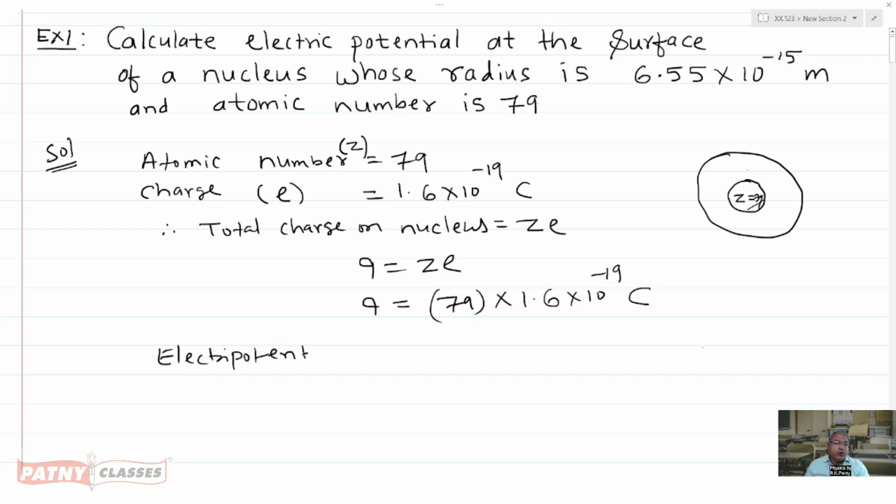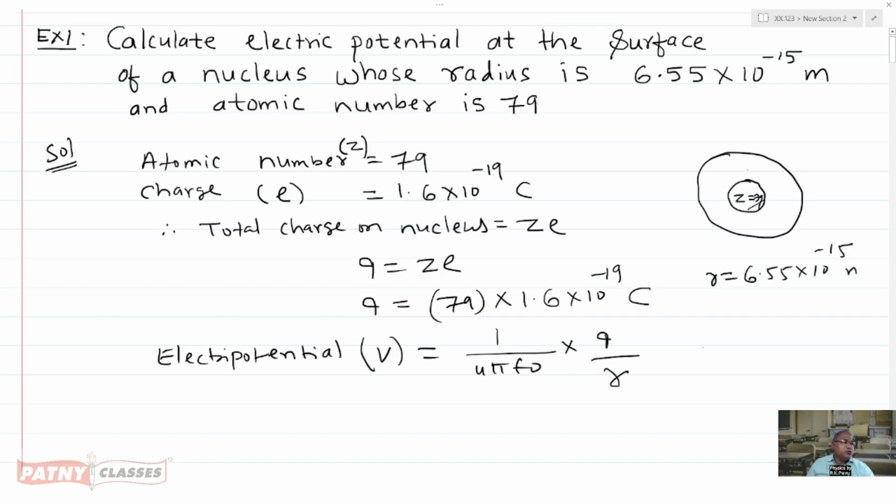What is the formula for electric potential? That is V equals 1 upon 4 pi epsilon naught multiplied by Q upon R. We have the R value. R is nothing but 6.55 into 10 raised to minus 15 meters. So now we put these values here, simplify, and we get the electric potential.